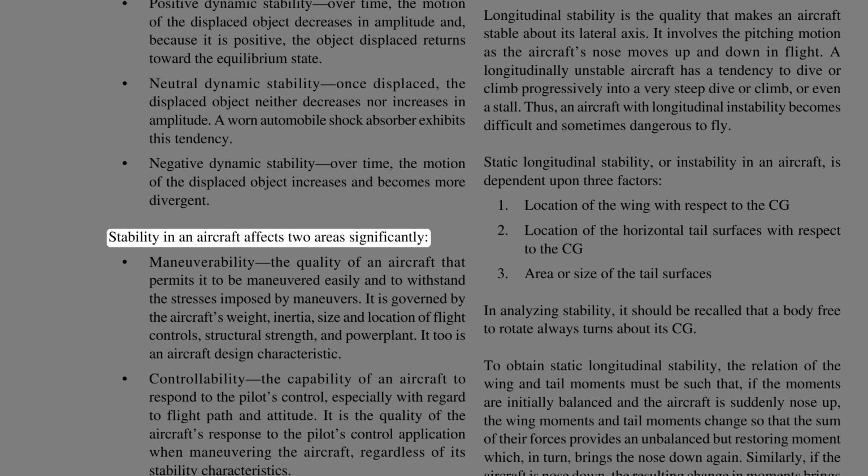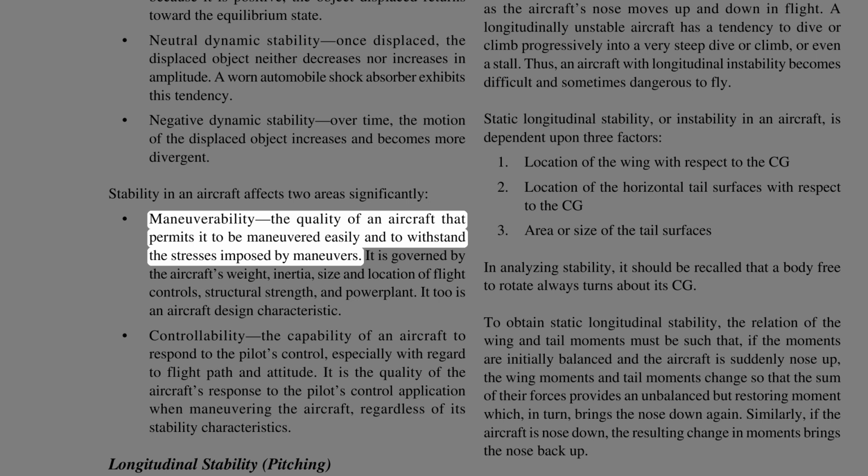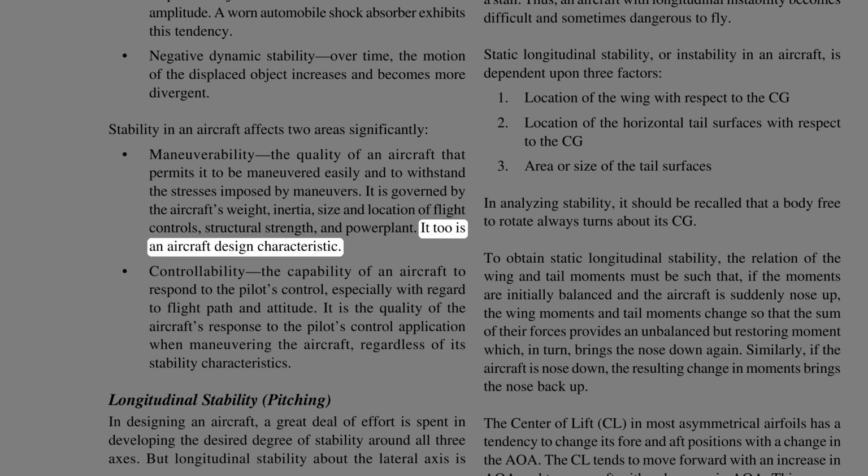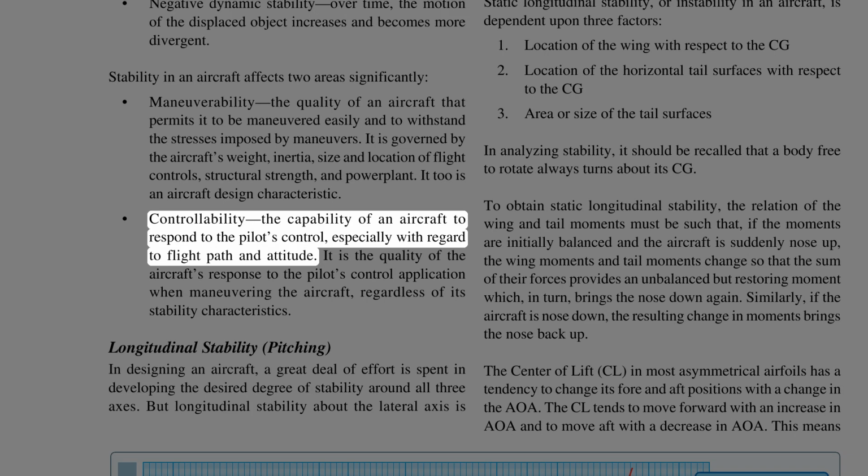Stability in an aircraft affects two areas significantly. Maneuverability. The quality of an aircraft that permits it to be maneuvered easily and to withstand the stresses imposed by maneuvers. It is governed by the aircraft's weight, inertia, size and location of flight controls, structural strength, and power plant. It too is an aircraft design characteristic. Controllability. The capability of an aircraft to respond to the pilot's control, especially with regard to flight path and attitude.